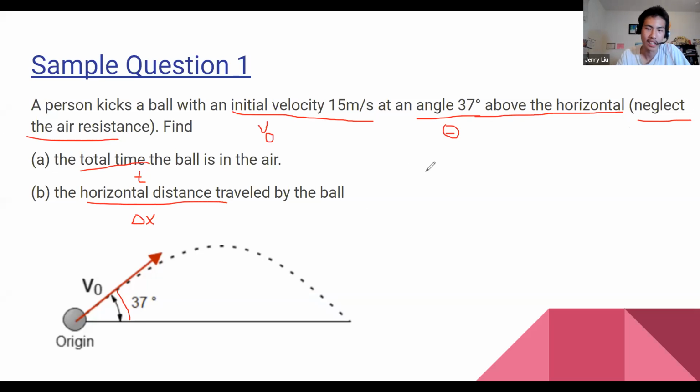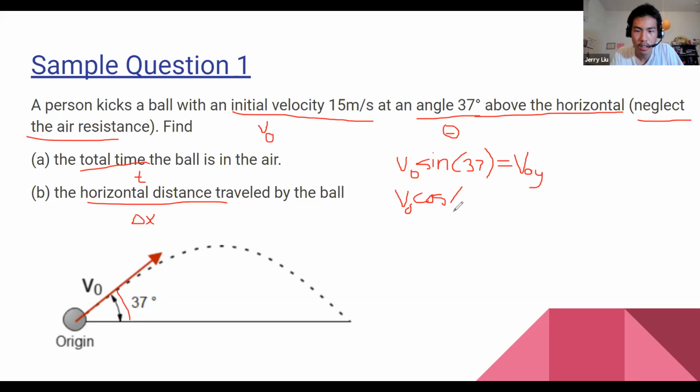So how you would do this, as we've talked about earlier on, is you would say V0 times sine of 37 is equal to V0y, and V0 times cosine of 37 equals V0x. Now we know what V0y is, we can just use our kinematic equations to try to solve it.